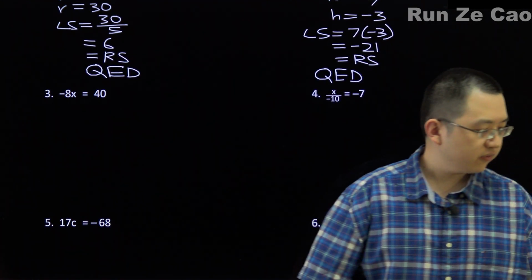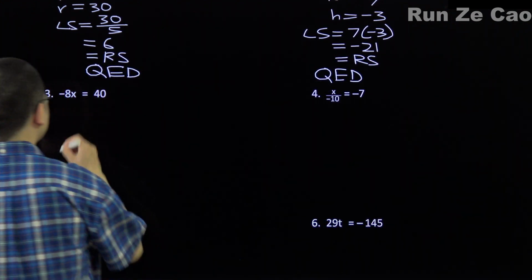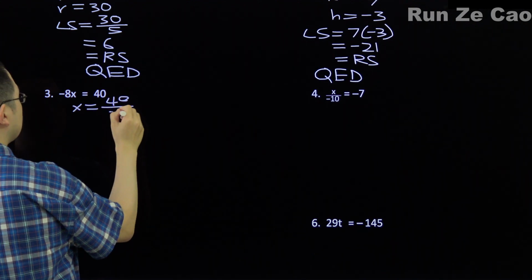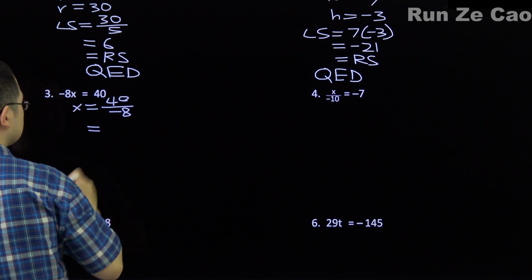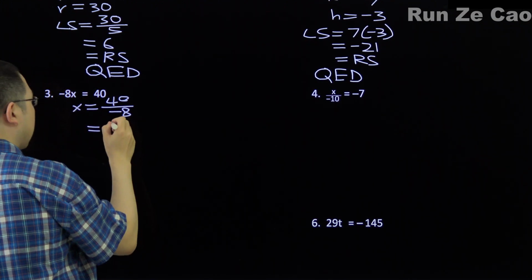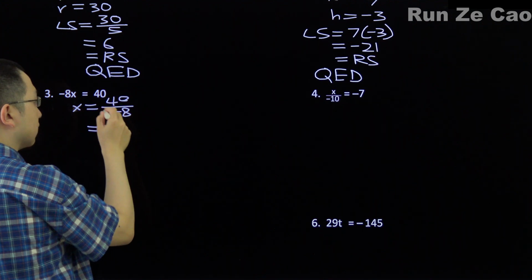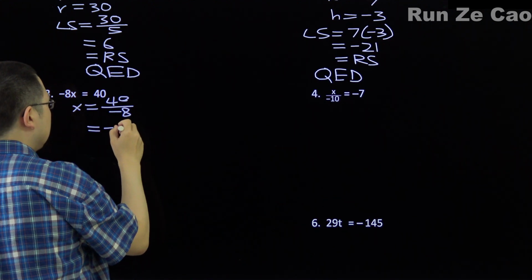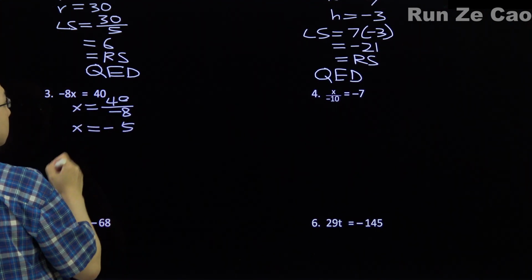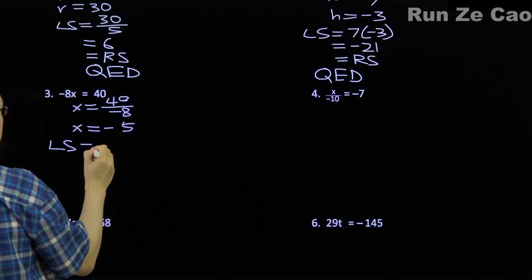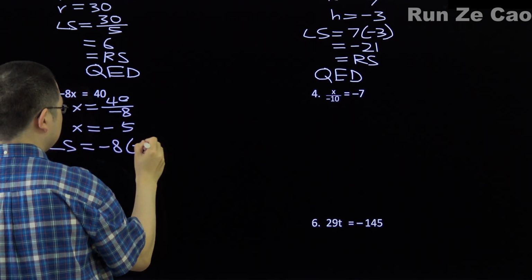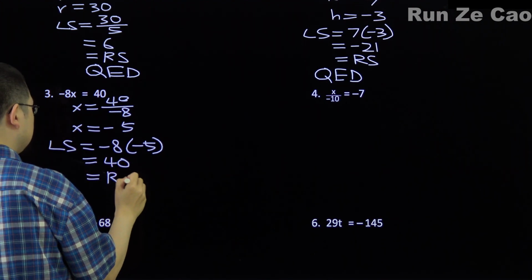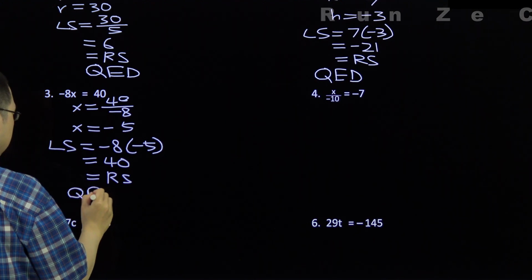Now, for negative 8x equals 40, well x is equal to 40 over negative 8, so that gives us negative, because there's one negative symbol among here, and 40 divided by 8 is 5. So left side is equal to negative 8 times negative 5, which is equal to 40, which is equal to the right side. Therefore, what's been asked has been shown.